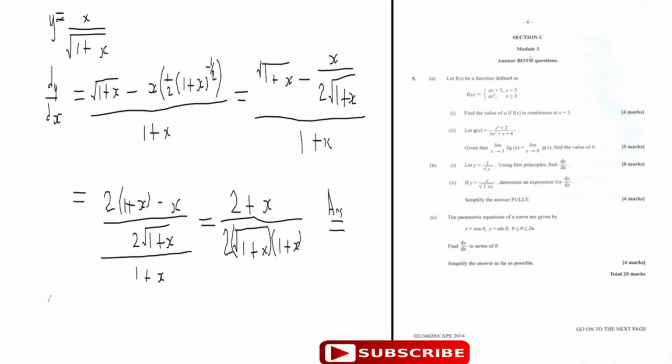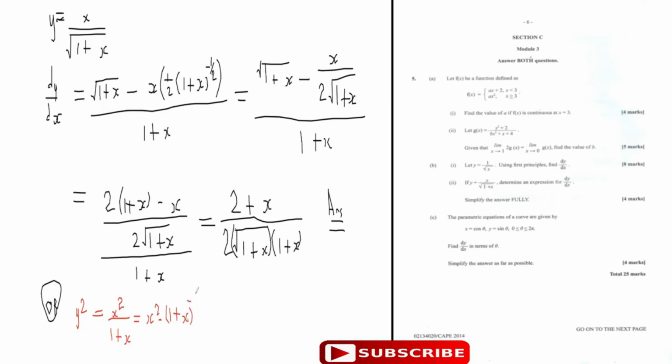This is for persons that would have wanted to do it implicitly. You could have done it implicitly by squaring both sides. You'd have gotten y squared is equal to x squared over, when you square this, the square would cancel, so you just get 1 plus x. Alright. And then I'm going to rewrite this as x squared times 1 plus x to the negative 1. I'm going to use implicit.